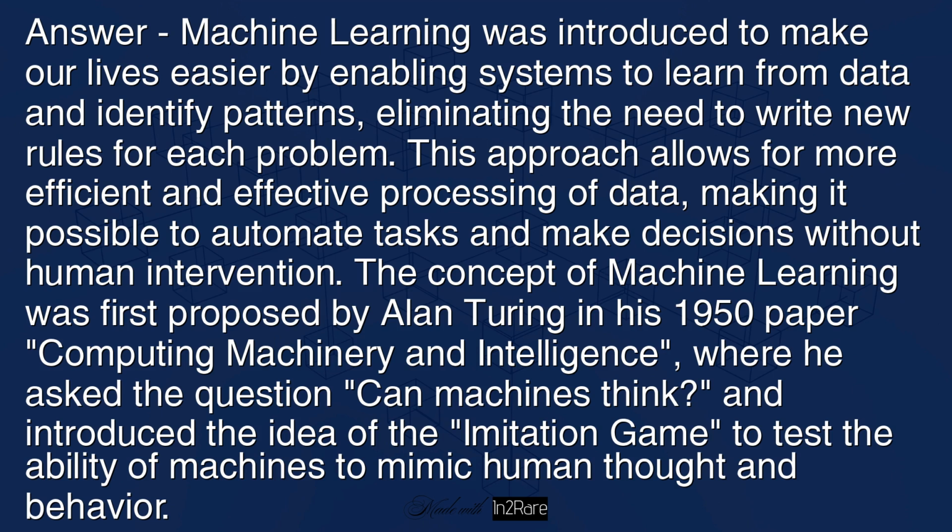Answer: machine learning was introduced to make our lives easier by enabling systems to learn from data and identify patterns, eliminating the need to write new rules for each problem. This approach allows for more efficient and effective processing of data, making it possible to automate tasks and make decisions without human intervention. The concept of machine learning was first proposed by Alan Turing in his 1950 paper Computing Machinery and Intelligence, where he asked the question, can machines think, and introduced the idea of the imitation game to test the ability of machines to mimic human thought and behavior.